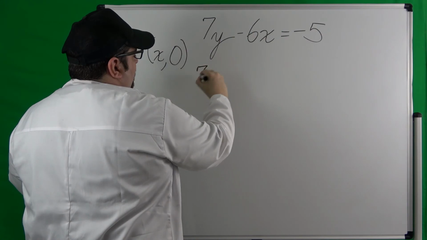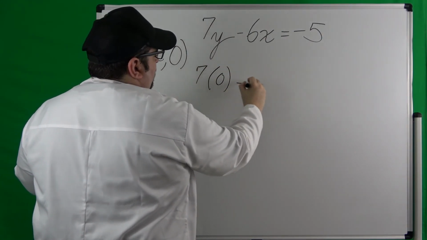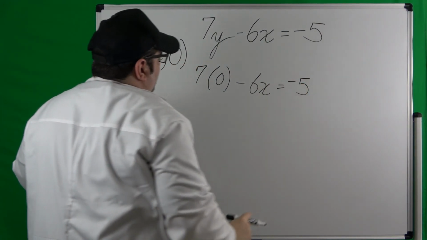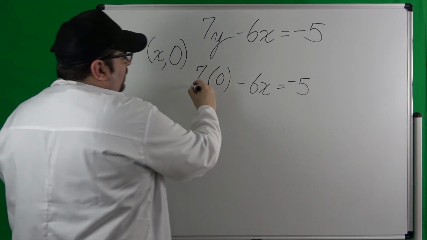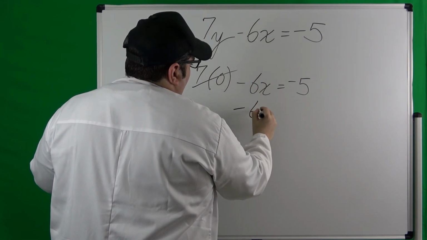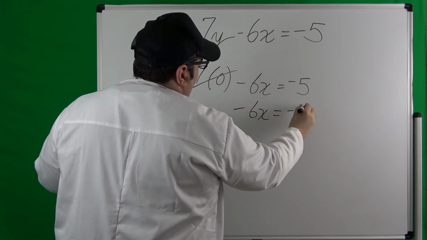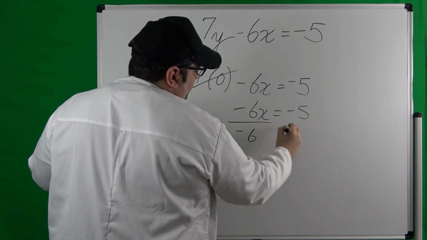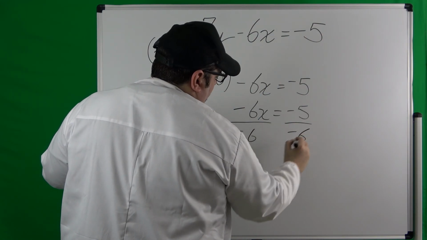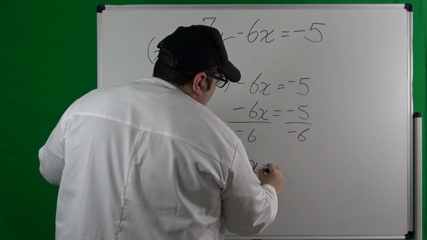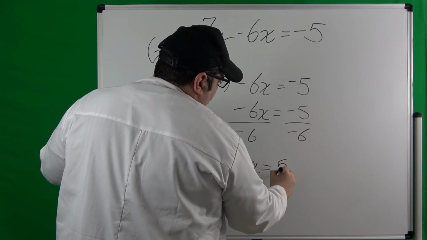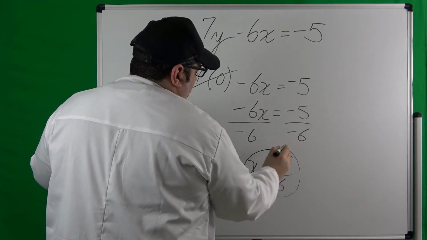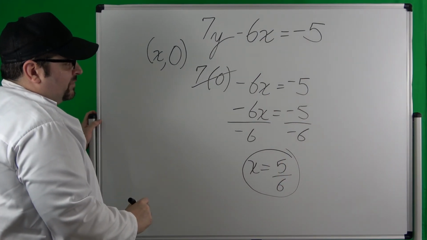So we got 7 times 0 minus 6x is negative 5. 7 times 0, well, that's gone. Negative 6x equals negative 5. Divide both sides by negative 6. And you got x equals 5 over 6. There you go. That is the x-intercept.